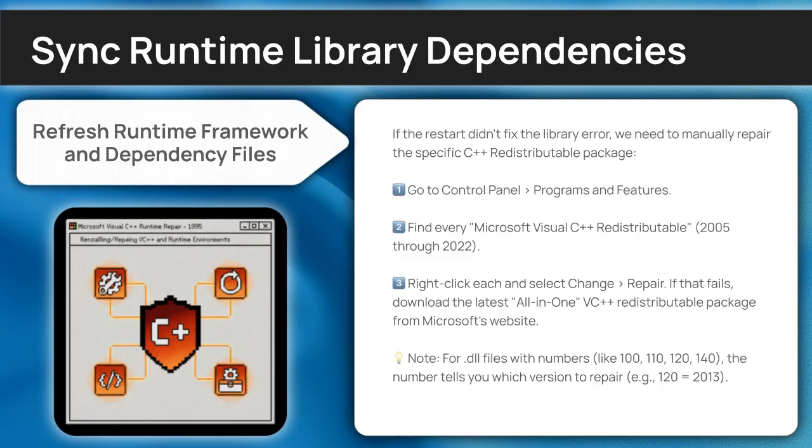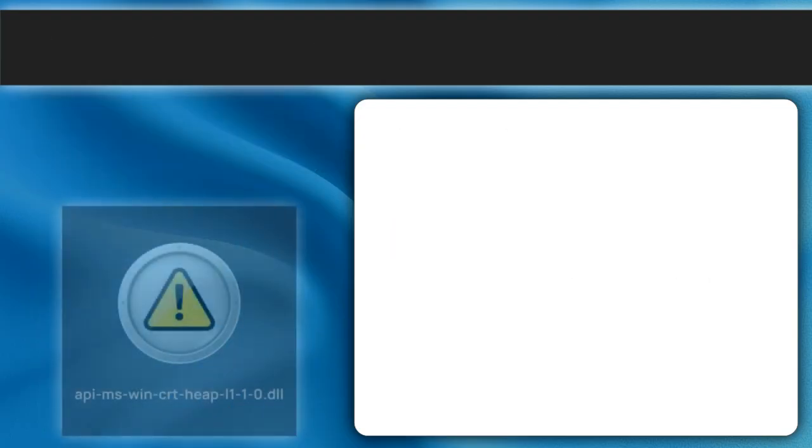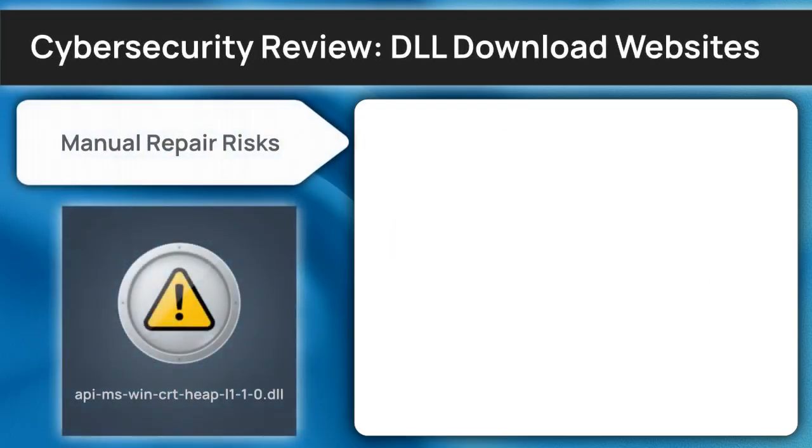Please note that for DLL files with numbers, the number tells you which version to repair. For example, 120 equals 2013. To prevent any secondary issues, I recommend a cautious approach to downloading individual system files.